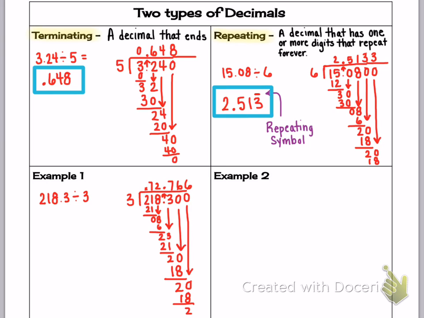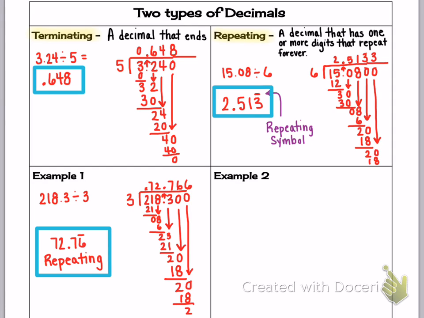So your final answer should look like this. It should say 218.76 with just the 6 repeating, and then you should have the word repeating written next to it. This is what I'm looking for when you solve the problem today.